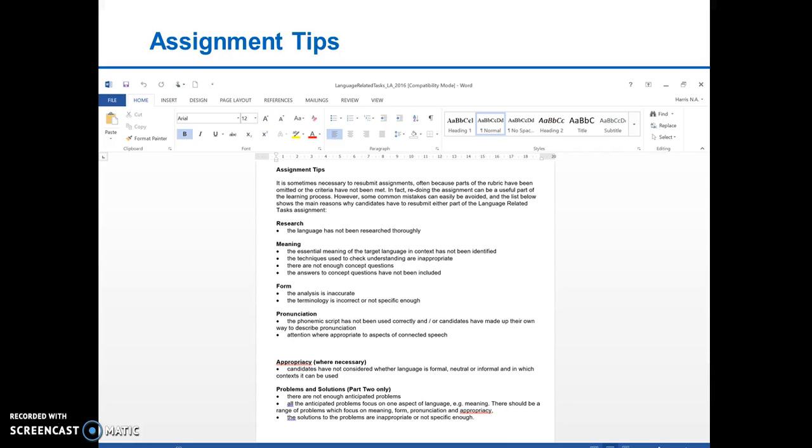Less of a problem, I think, for this vocabulary assignment, but more of an issue for the grammar one, is the issue of connected speech, how words change when they are linked to words that follow them in rapid natural speech. Again, something that we cover early on in the course in the pronunciation input sessions, but just something to be aware of when you are transcribing vocabulary and grammar.